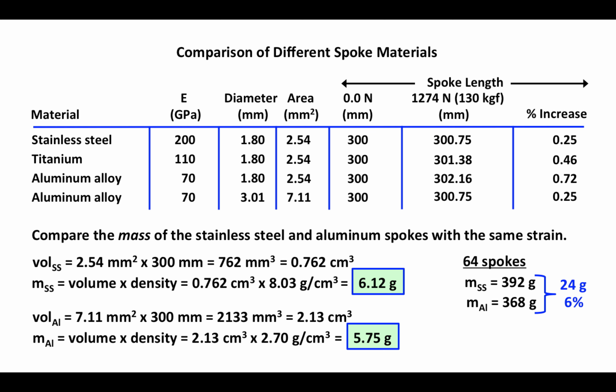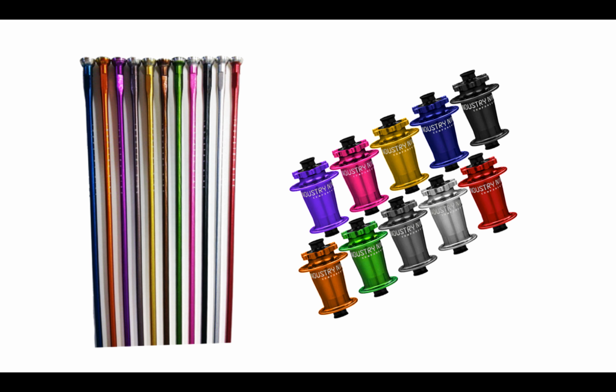Now, if we're talking about a mountain bike, such as the aluminum spokes that Industry 9 uses, that's another matter entirely. There it's fine. And you can have a lot of fun adding some bling to your bicycle.